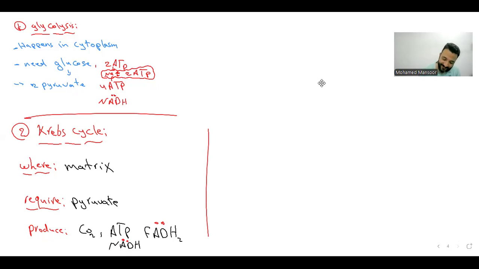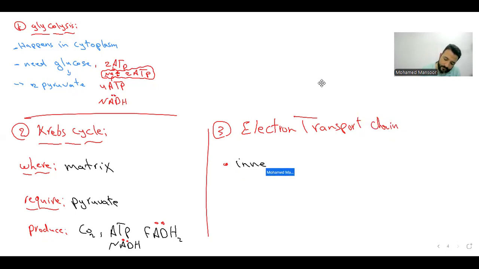Okay. So the third step is named electron transport chain. Remember, we will use the electrons. It happens in the inner membrane, the folded inner membrane. Remember it? I will use the electrons from NADH and FADH2. Who will pick the electrons at the end?